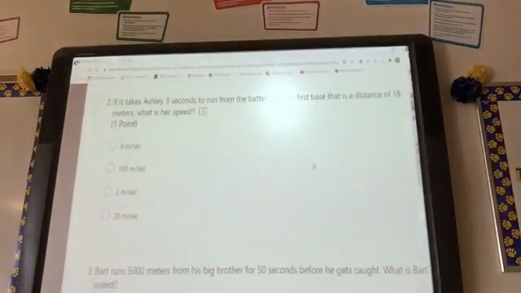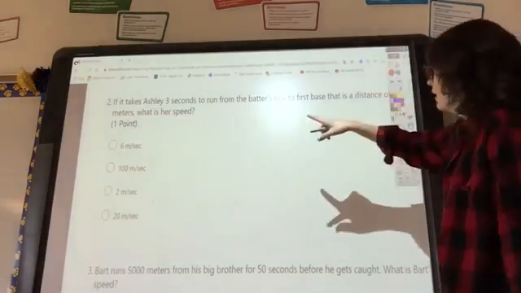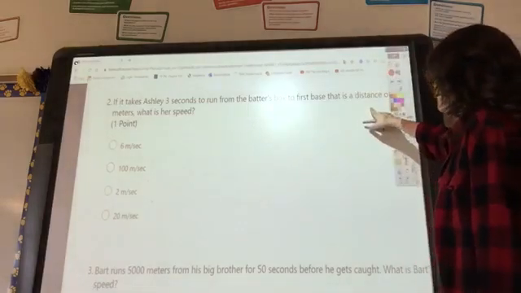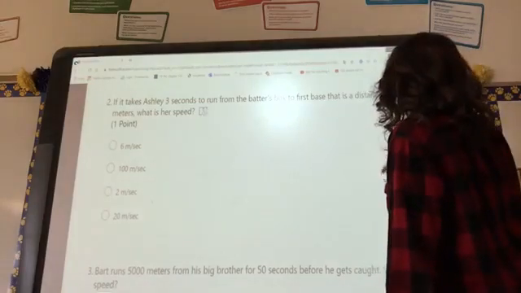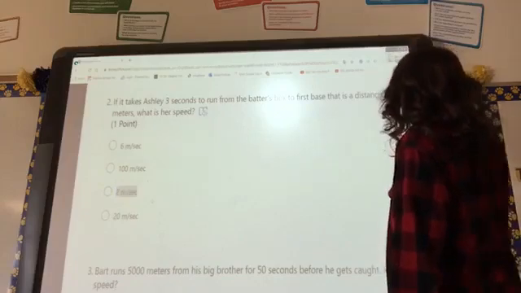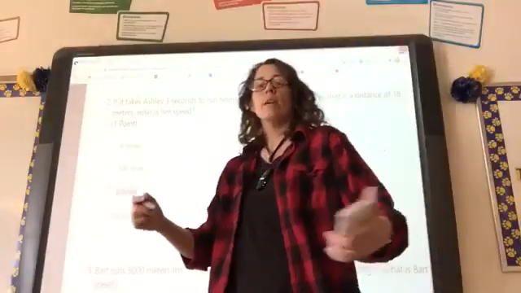There we go. Now we've got number 2. Number 2 says, if it takes Ashley 3 seconds to run from the batter's box to the first base, that is a distance of 18 meters. What is her speed?